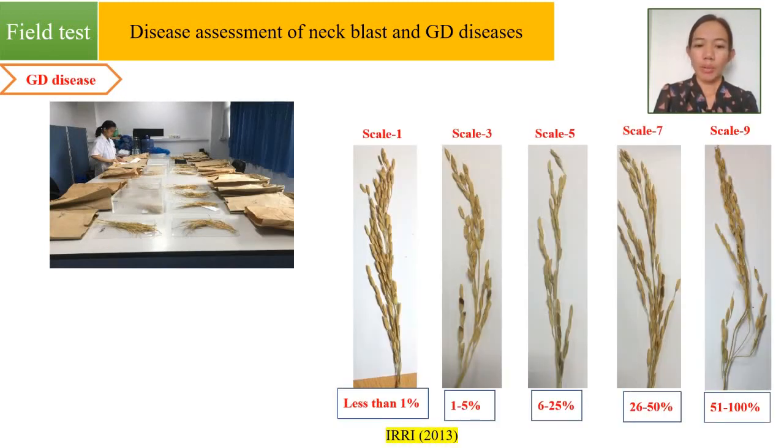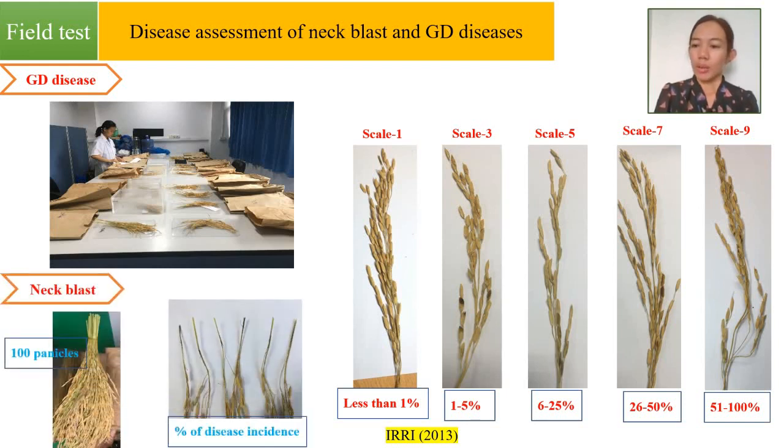GD disease assessment was done by taking 10 panicles from each 100 panicles and checking the severity according to the standard evaluation system disease symptom scale, scale 1 to scale 9. And then neck blast disease assessment was done by taking 100 panicles and checking the distinct lesion throughout the main axis of the panicle branch, and the disease incidence was declared as a percentage.